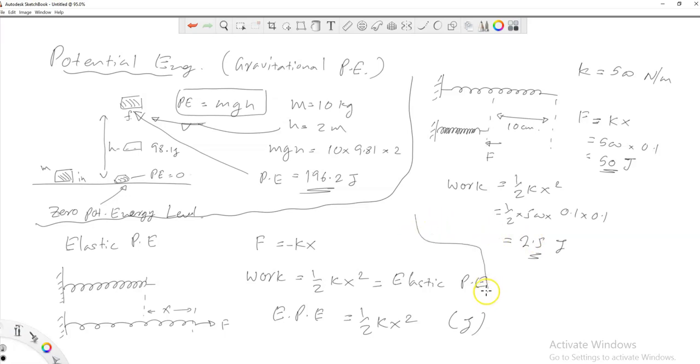Okay, then how much potential energy is stored in this spring? Potential energy stored or accumulated. The amount of work you do is accumulated or stored in the spring as energy. So the potential energy in the spring is also 2.5 joules. Now it has the ability to do work worth 2.5 joules. Okay, so this is how you find elastic potential energy.